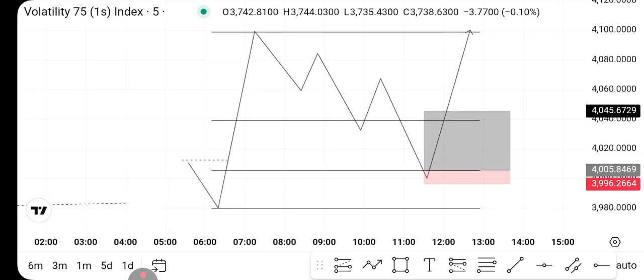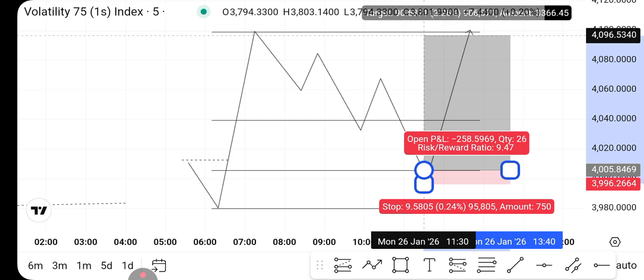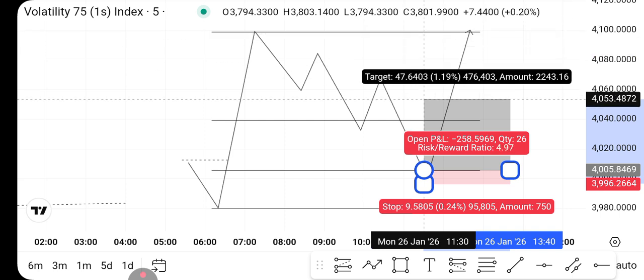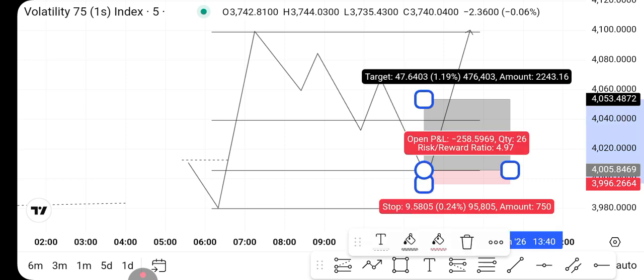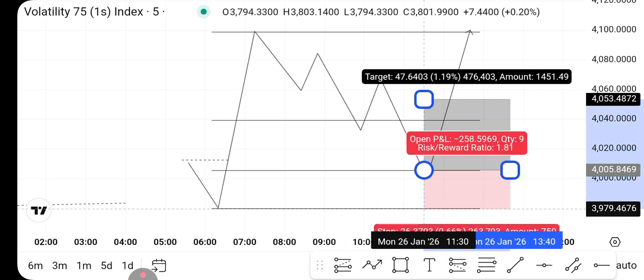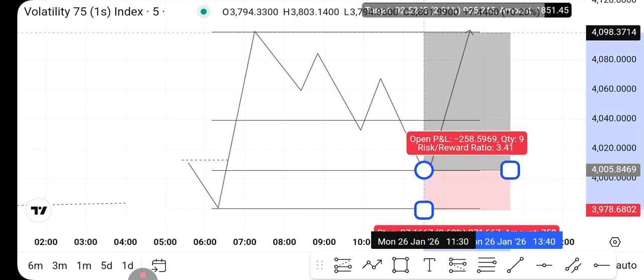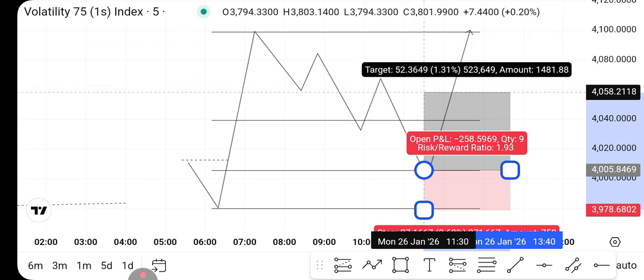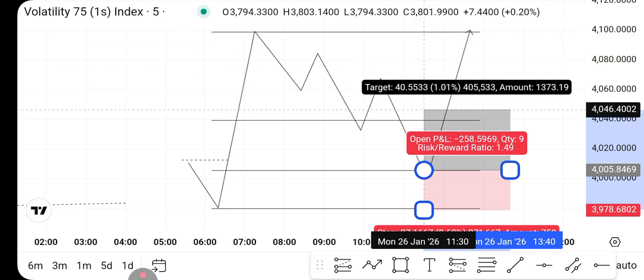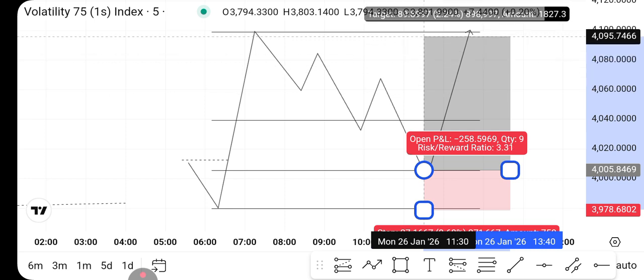The confirmation here is the structure, the trend line liquidity, and then you really don't need to target much because you're scalping. So yes, sorry, your SL will be here. You're scalping. So your target 1 is to 1, 1 is to 2, 1 is to 3.